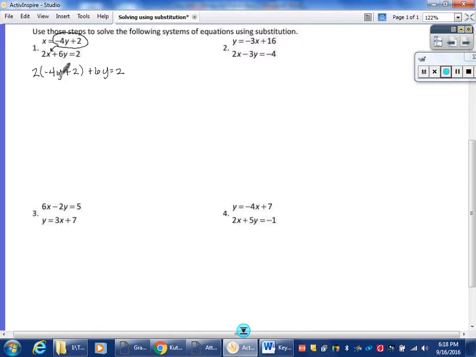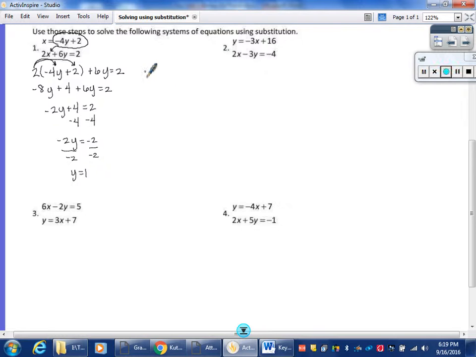At this point, I have an equation that only has y's in it, and so I can solve for y, and I'm going to do that by distributing the 2. And so we get -8y plus 4 plus 6y is equal to 2. And so I've got, again, just an equation with only y's, and so I can combine like terms. This is -2y plus 4 is equal to 2. Subtract the 4 from both sides, and I get -2y is equal to -2. Divide both sides by -2, and I get y is equal to 1. And that is half of my solution, so I'm halfway there.